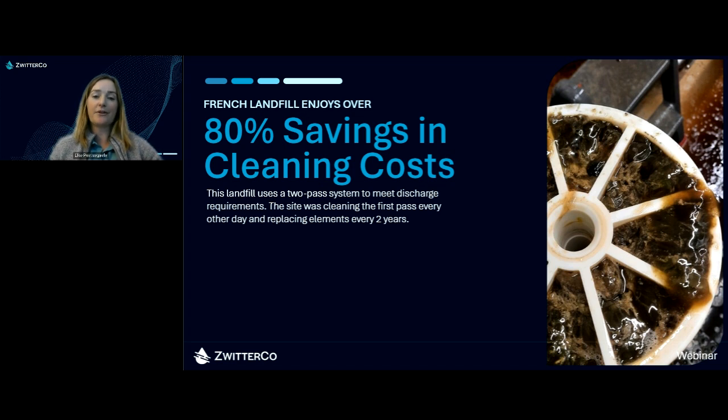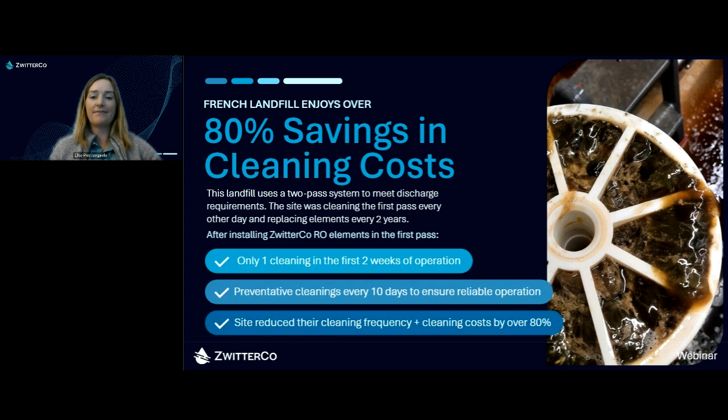Because they were cleaning with formulated cleaners, this was costing them significant amounts of dollars. By installing ZwitterCo RO elements in the first pass, which is where they saw most of the organic fouling, the site benefited from only performing 1 chemical cleaning in the first 2 weeks of operation. And since then, the site implemented preventative cleanings every week to ensure reliable operation. However, because things were going so well, they pushed out these preventative cleanings from every week to every 10 days, and we're very happy with performance.